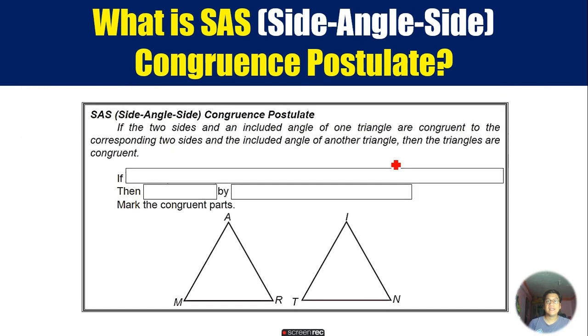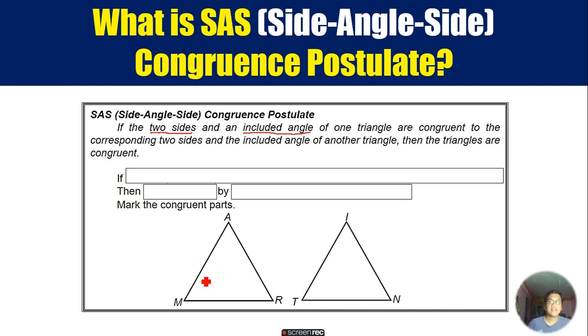Next, let's proceed with the SAS, or the side angle side congruence postulate. Now, this side angle side congruence postulate tells us that if the two sides and an included angle of one triangle are congruent to the corresponding two sides and the included angle of another triangle, then the triangles are congruent. Now take note that we have two sides and an included angle. So if it is an included angle, it is located between the two sides. Okay, it is found between the two sides of the triangle. Meaning to say it should be enclosed, not located outside the two sides.